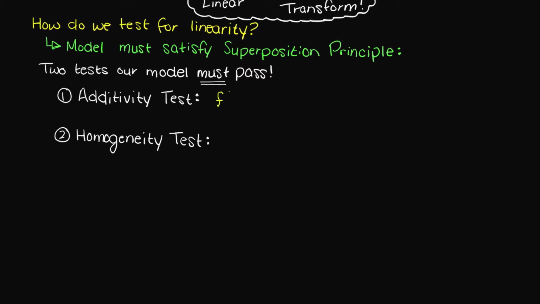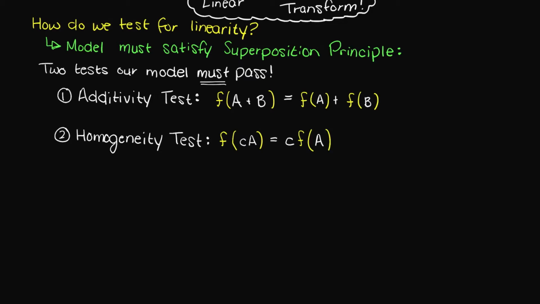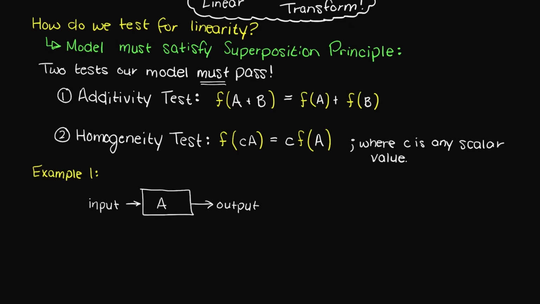The additivity test states that an input of a plus b into our function must equal the separate input functions added together. The homogeneity test states that a scalar value times our input must be the same as if the scalar was outside of the function. If you're at all like me, this was extremely confusing, so let's go through a few examples to aid your understanding. What if we had our mathematical model equal to a?